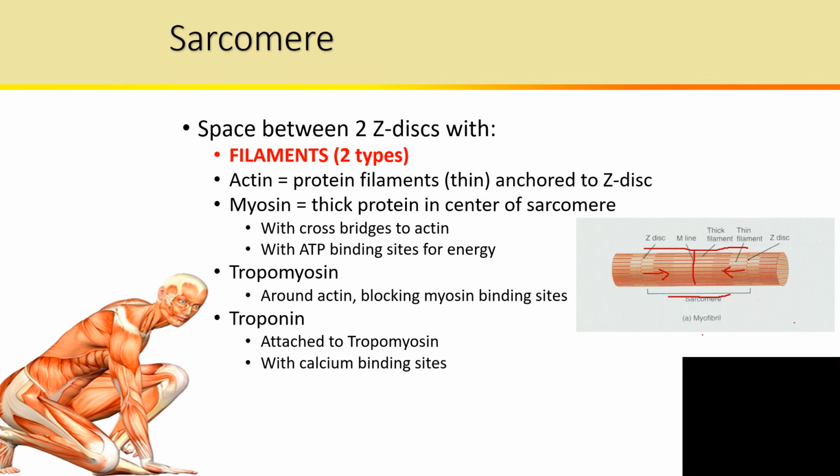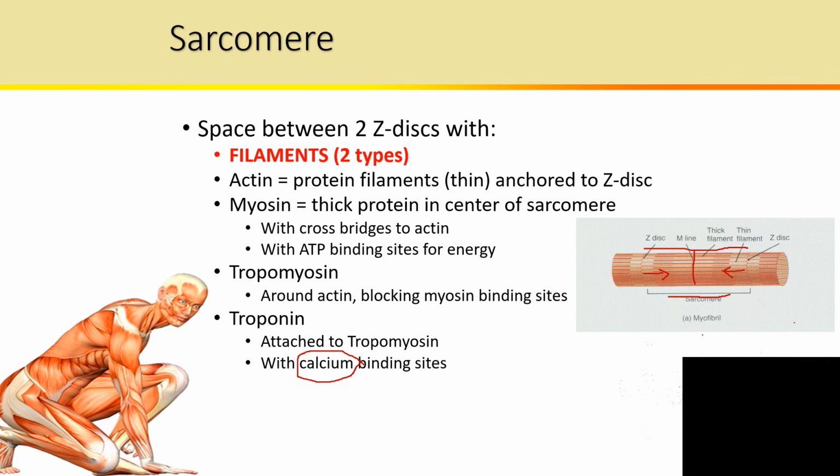We also have troponin, and troponin is attached to the tropomyosin, and here it has calcium. Remember we talked about calcium and bone. Everybody was thinking that the most important thing about calcium is for strong bones. Calcium is really, really important in muscle contraction, and that's going to be important in a minute as to how this occurs. So anyway, that's a little bit of the basics.